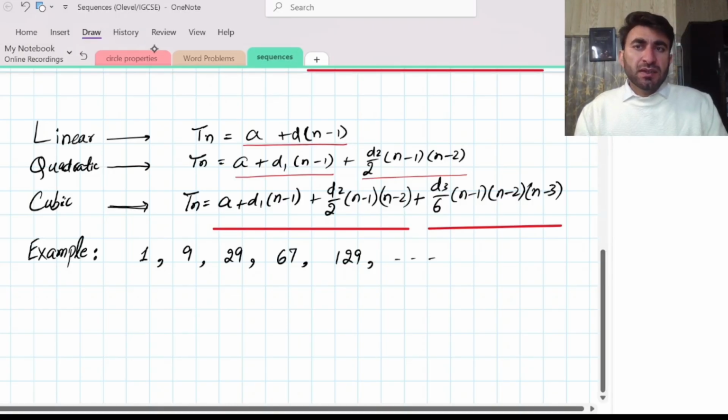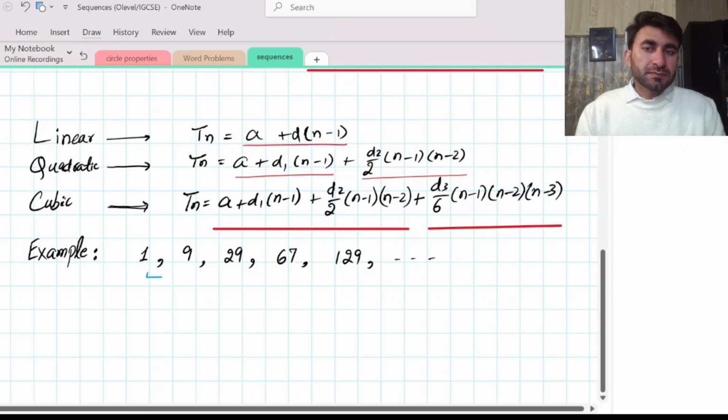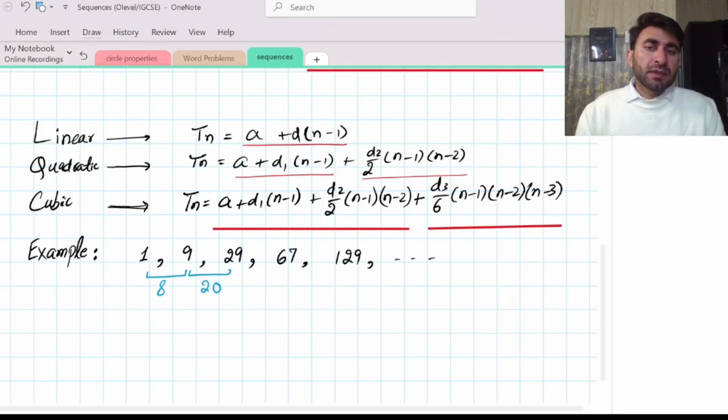We see a sequence, and in order to categorize it, first we will find the difference sequences. The first difference: 9 minus 1, it is 8. 29 minus 9, it is 20. 67 minus 29, it is 38. 129 minus 67, and that is 62. Okay, we see the first difference sequence is not a constant sequence. So let us find the second difference sequence.